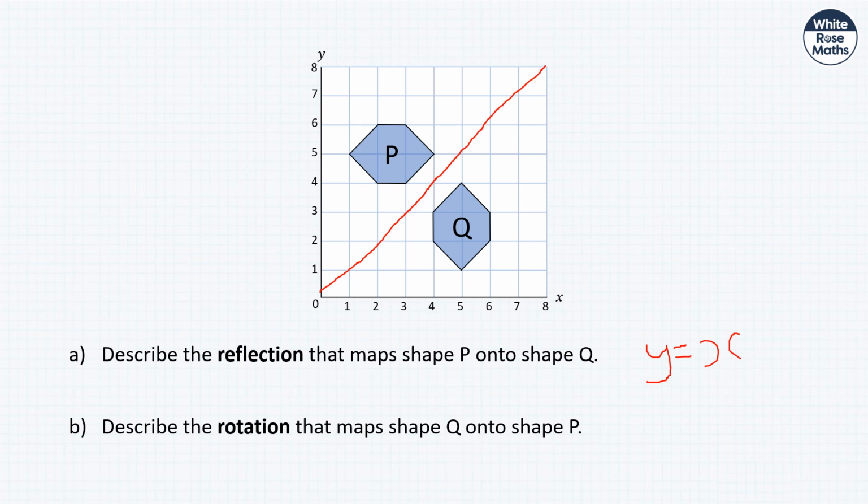Describe the rotation that maps shape Q onto shape P. So that is going to be a 90 degrees anti-clockwise rotation about the point (-2, -2), when you draw it on. Okay, so let's just give that a go.